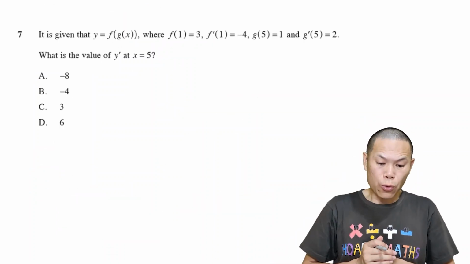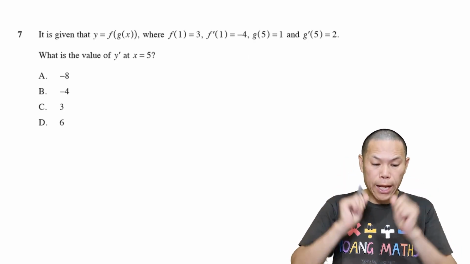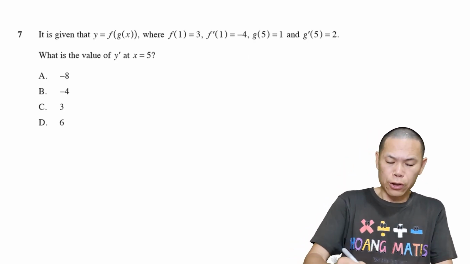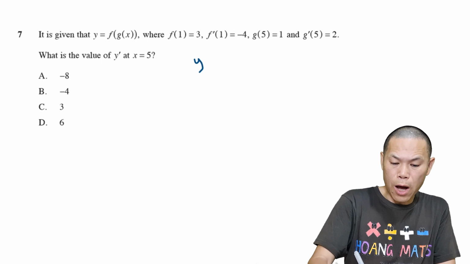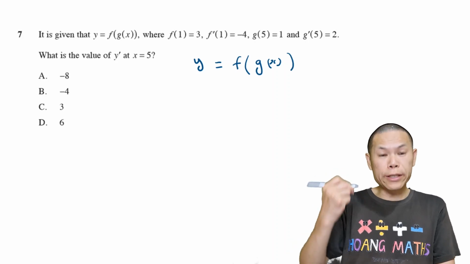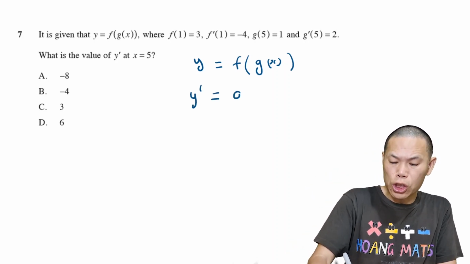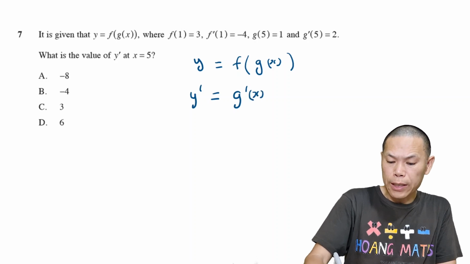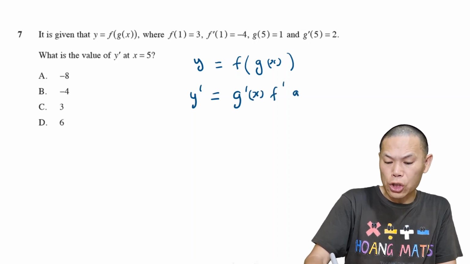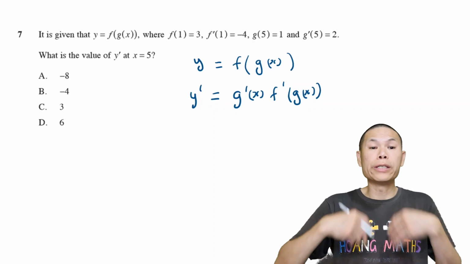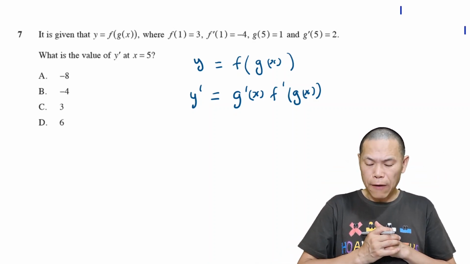Question 7. So we need to find the gradient at x is 5. So we know that y is f of g of x. So therefore, we differentiate this. So that becomes y dash is g dash x times f dash g of x. So this is how you differentiate the functions.